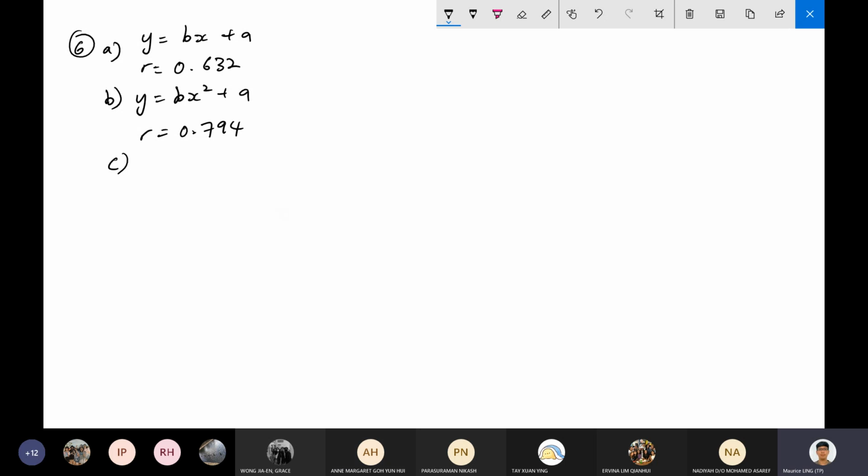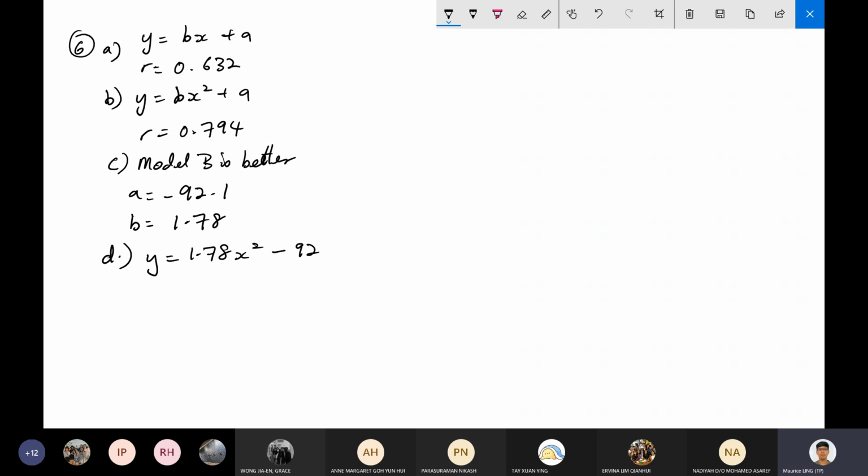So part C, which model is better based on this? Model A or model B? So N, since you're there, model A or model B? Model B. Yeah, model B is better. And then you are looking at what the A and B coefficients are. So here A is about minus 92.1, B is about 1.78. Then question D, you use model B. So model B, y equals 1.78 x squared minus 92.1.